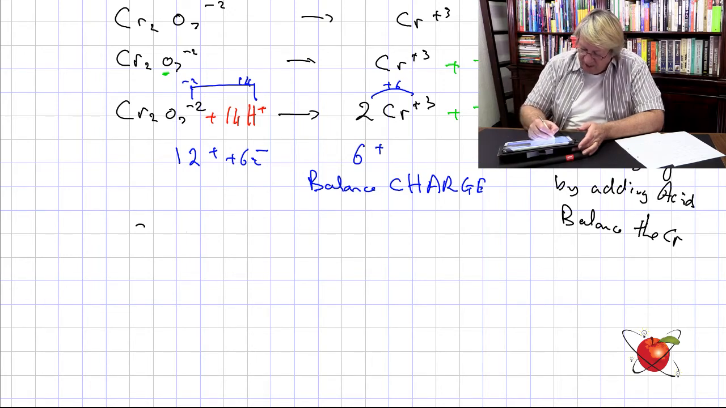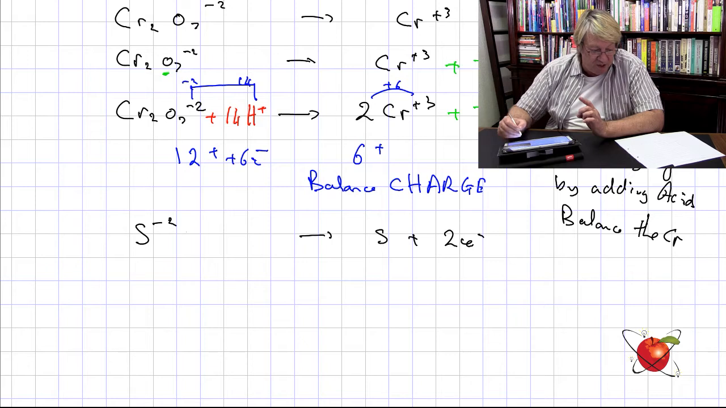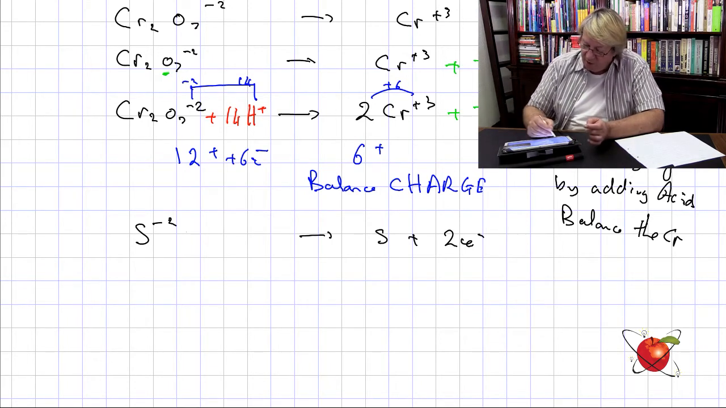Remember, we started off with the S minus 2, which was the easy one to find. It went across to S plus 2 electrons. This was our half reaction. The other side is what we've now found.